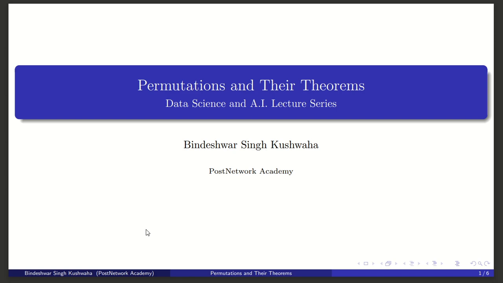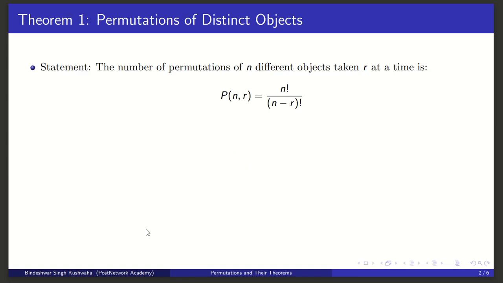I am Bindeshwar and in today's session we are diving into a fascinating topic, permutations. Permutations are all about arranging objects in a specific order, and they are incredibly useful in math, computer science, data science and every problem solving field. So let's get started. The number of permutations of n different objects taken r at a time is denoted by P(n, r), and is equal to factorial n upon factorial n minus r.